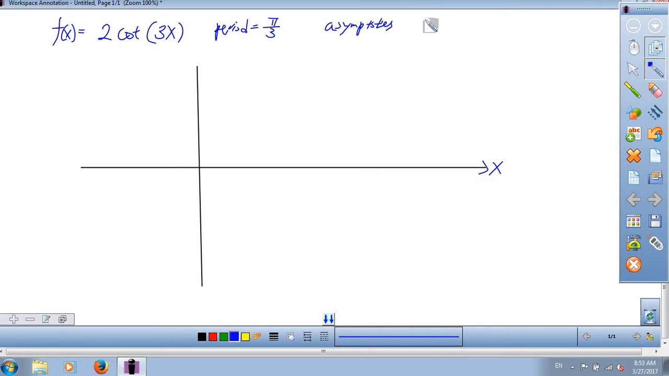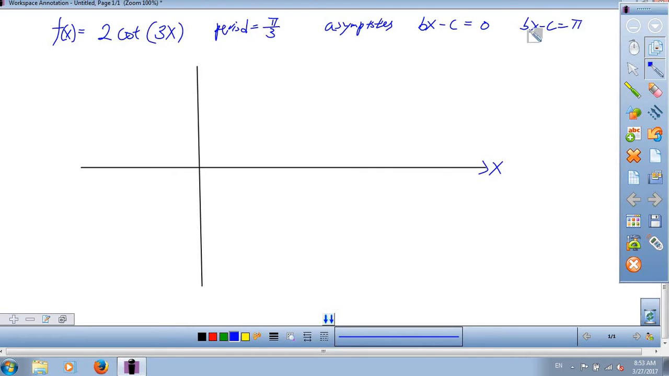In order to find the position of two vertical asymptotes for tangent, we use bx minus c equal to pi over 2. For cotangent, we need to use bx minus c equal to 0 and bx minus c equal to pi. Okay, so that's the difference between tangent and cotangent, because they have a phase shift of 90 degrees also. So there's a half a period difference.